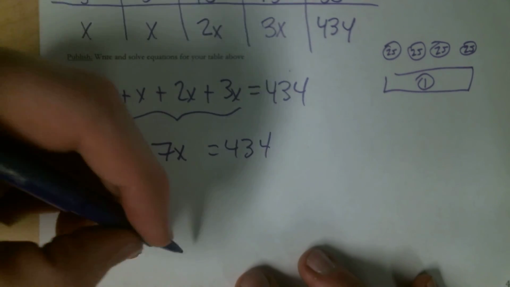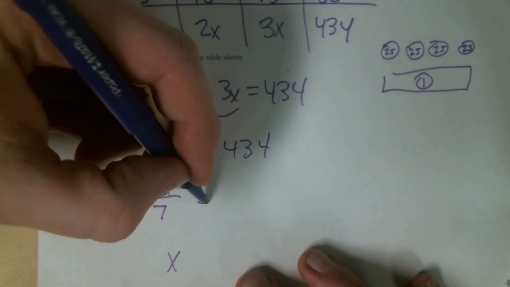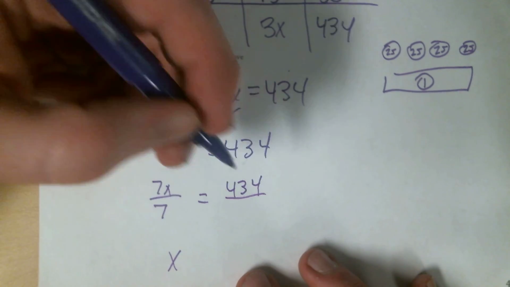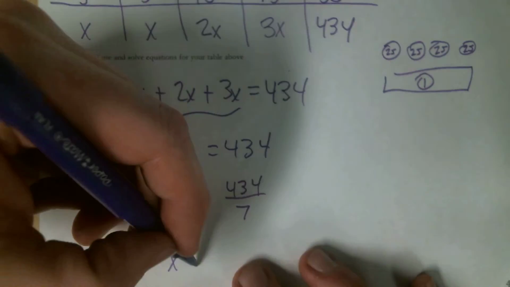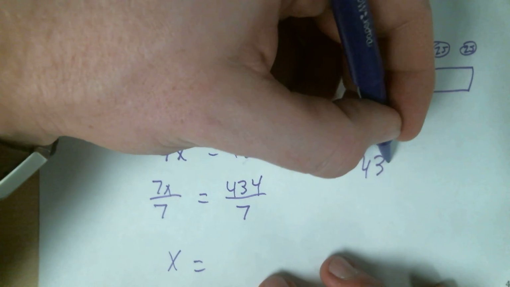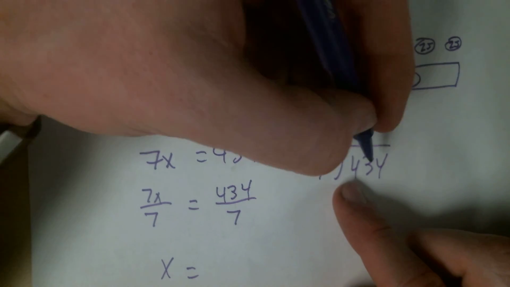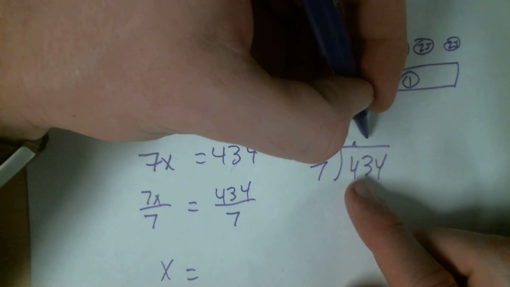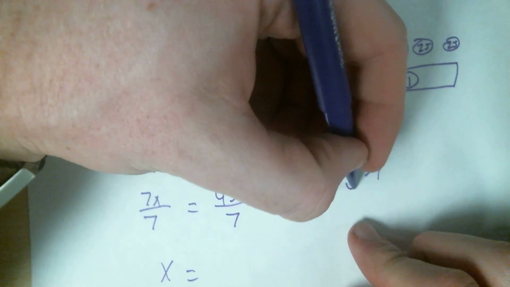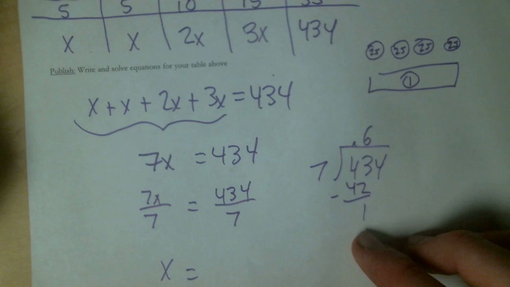So let's keep going here. How can I solve this? My goal is to make X by itself, right? So I can do 7X divided by 7, but now I've done something, right? I've taken a step. So I have to do it to the other side. If I divide by 7, I got to divide by 7. So I might have to figure this out over here. Divide by 7. I ask myself, can 7 go into 4? No, but it can go into 43. It can go in 6 times because 7 times 6 is 42. Subtract with 1 left over.